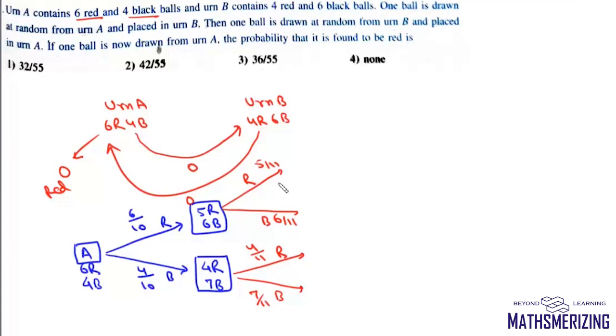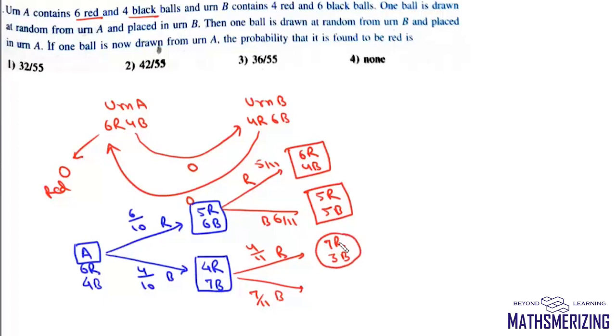Now if it is red, we have 6 red and 4 black in A. If it is black and the first ball gone was red, now we have 5 red and 5 black. Previously, if black goes out from A and red comes in, it'll be 7 red and 3 black, and here it'll be 6 red and 4 black. So this is the configuration for A.